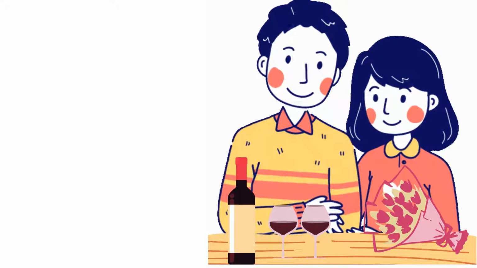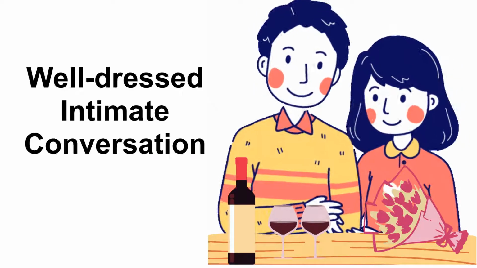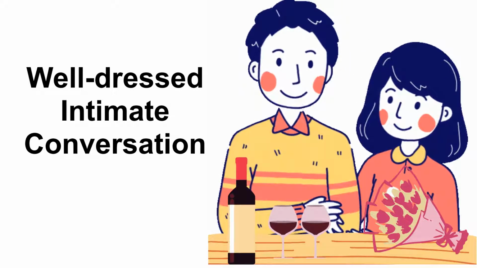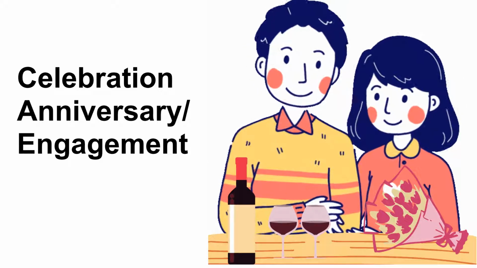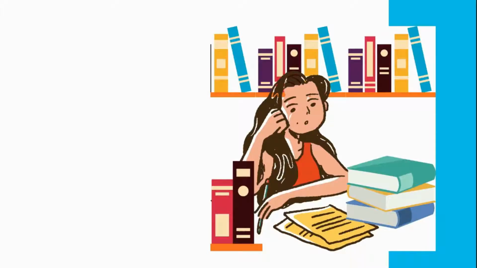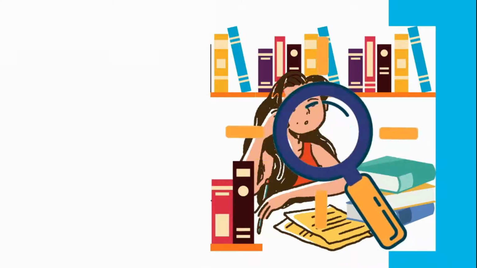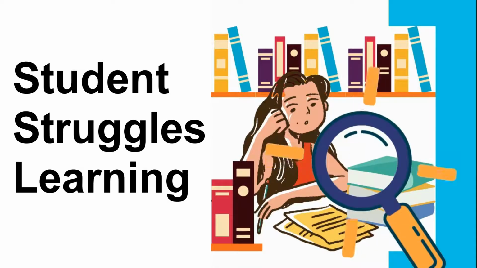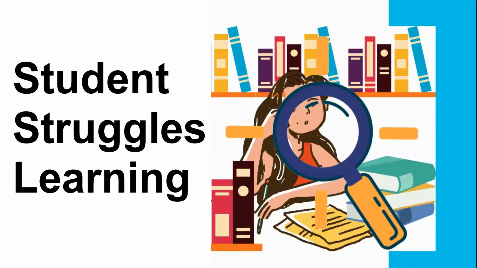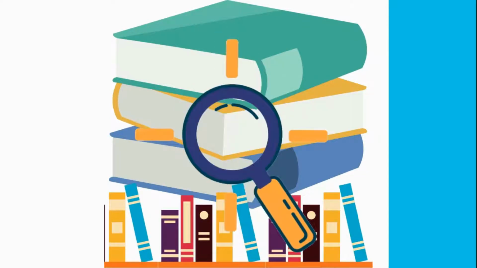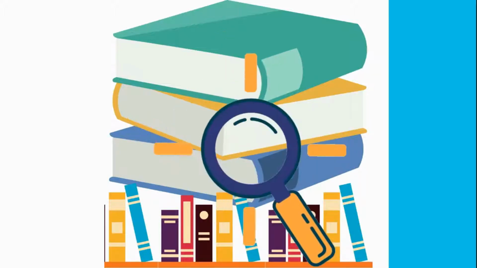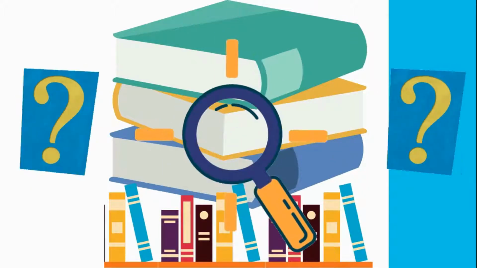Also, when you have seen a couple in a restaurant who are well-dressed and are intimate in their gestures and conversation, we can infer that they are celebrating their anniversary or engagement. While in this picture, we can easily infer that the lady is a student who struggles to learn the lessons in the book, as shown by her reactions. In reading, we also make inferences to help us better understand the text or passage. But how do we make inferences?